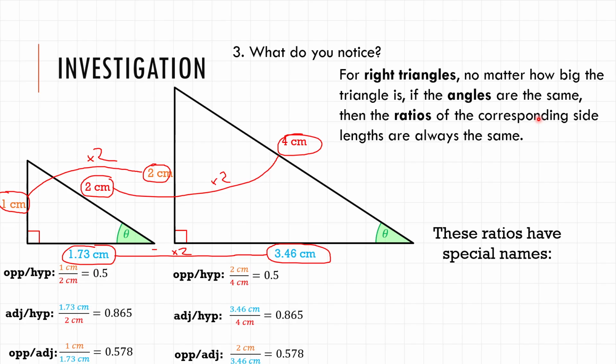And by corresponding side lengths, I mean, if you take this angle over here, the opposite side and the hypotenuse, if I divide the opposite by the hypotenuse, like we saw here, we got the same number. And these ratios actually have very special names. The opposite divided by the hypotenuse is called the sine ratio.